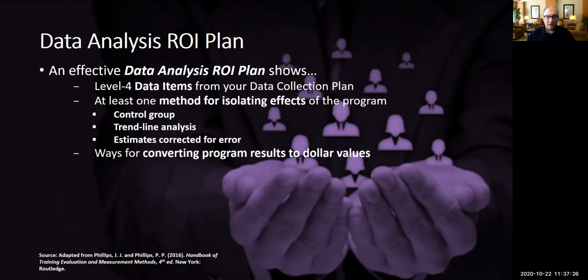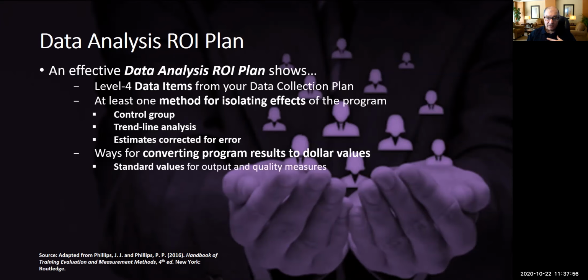Ways for converting program results to dollar values. This is important. So waste and rework, for instance, in our example, were fairly easy to do because the company had already been tracking that data. They knew how much to the dollar each percent of waste and each percent of rework was costing the company. So for me, that was easy. Sometimes you have to go a little beyond that into other areas. So let's talk about that for a second.